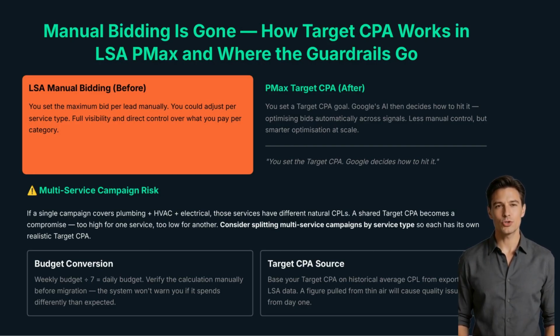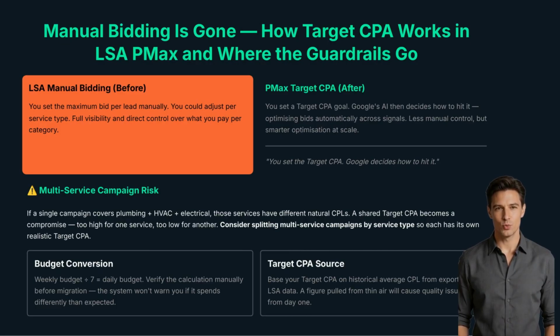The cleaner solution is splitting multi-service campaigns into separate campaigns by service type, each with its own target CPA calculated from its specific historical CPL data. This is why the historical data export isn't just about record keeping. It's the input for a strategic campaign structure decision.